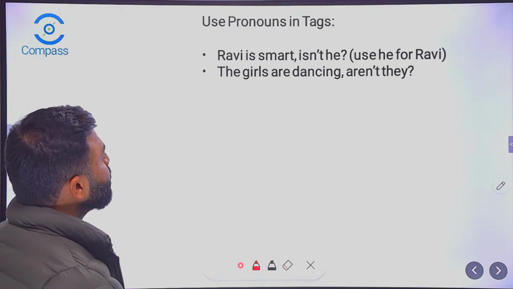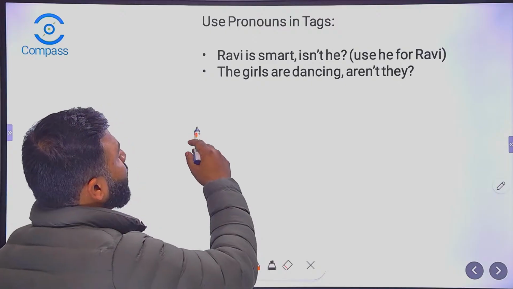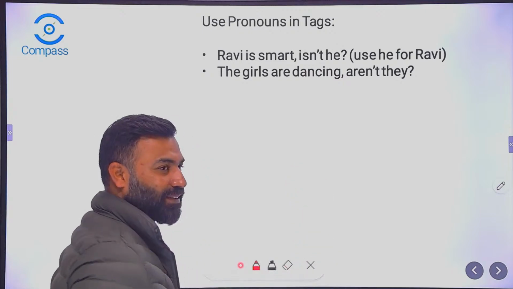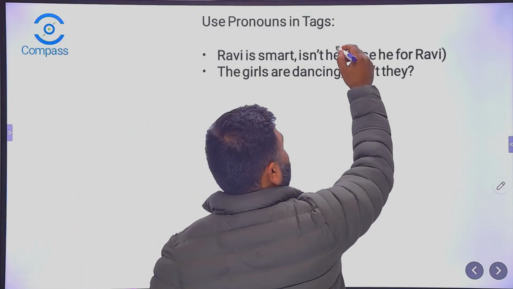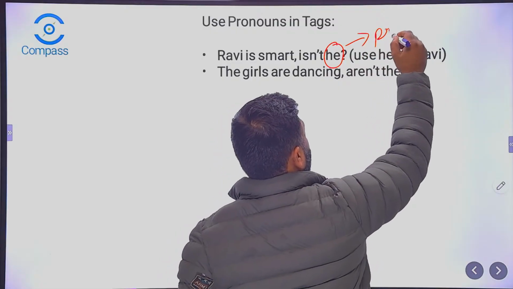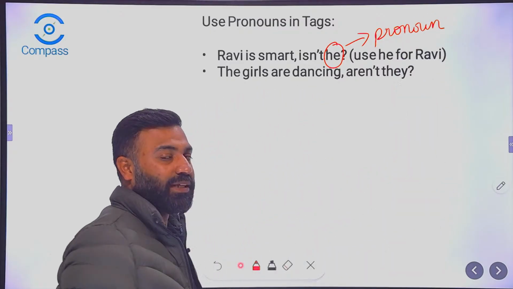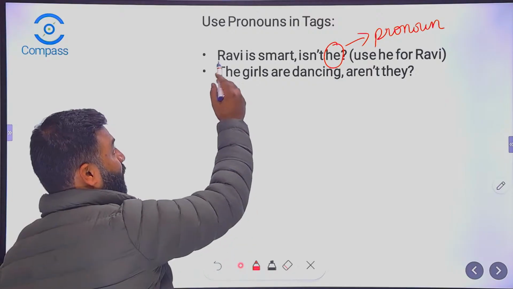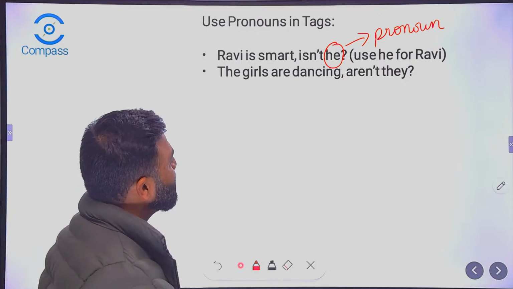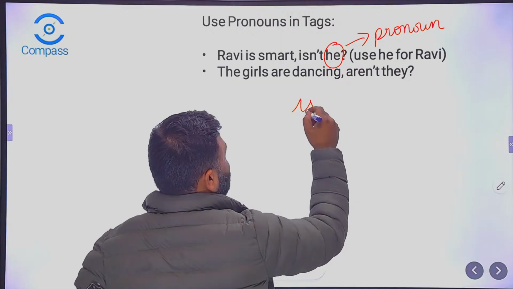Okay, use pronouns and tags. What does it mean? So Ravi is smart. We cannot write down isn't Ravi. What is this? He is a pronoun. He is a pronoun that is used for Ravi, since Ravi is a male, a boy, a man. So isn't he? Can we write down, in place of isn't Ravi?